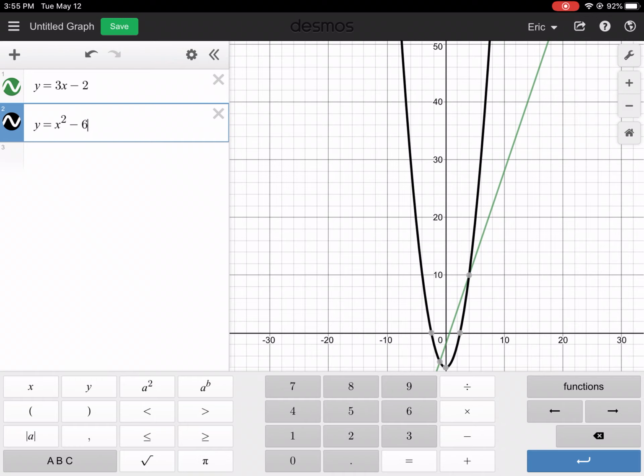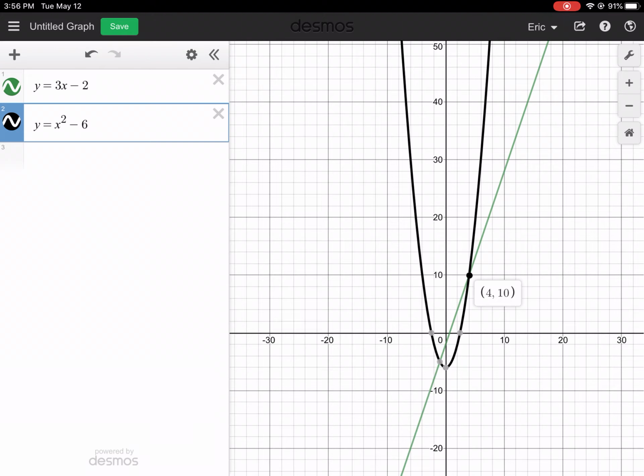All right, and then where these two graphs cross are going to be your solution. So here's one at 4, 10. And your next one is -1, -5. So that's where those two graphs cross. So those would be the two ordered pairs that you put in. And there will be a question just like this on the quiz on Thursday.